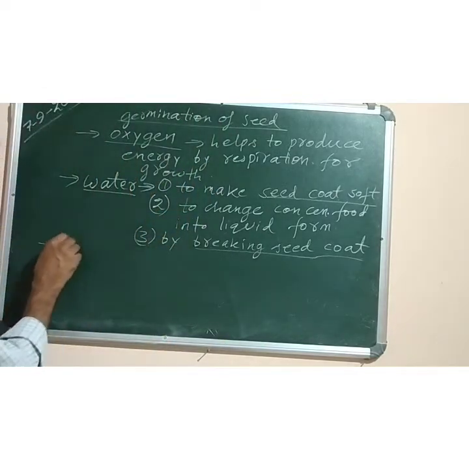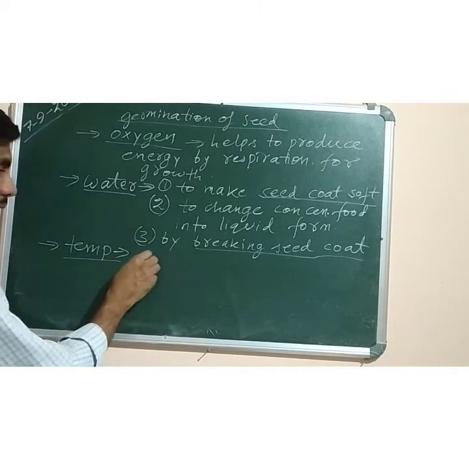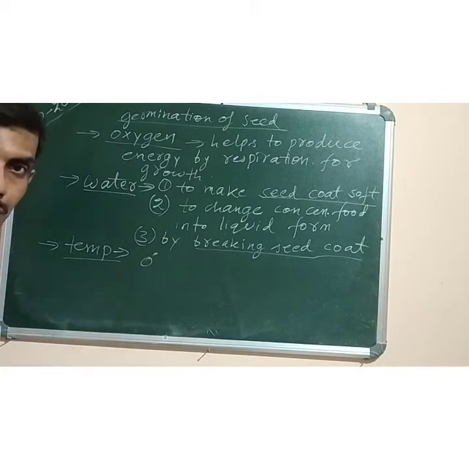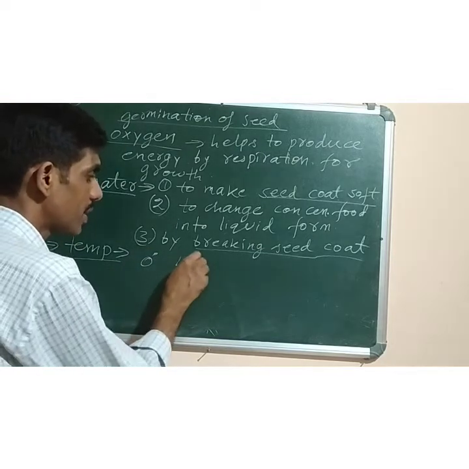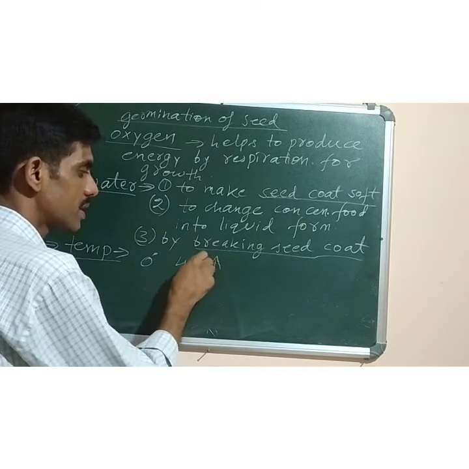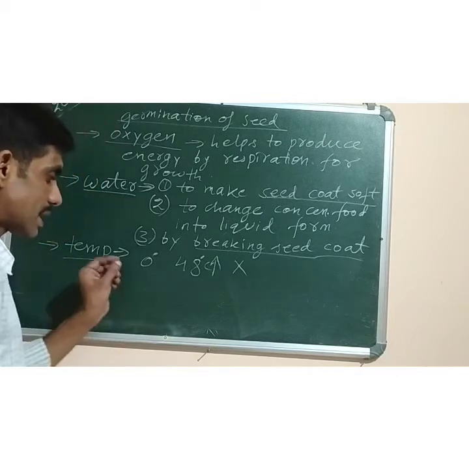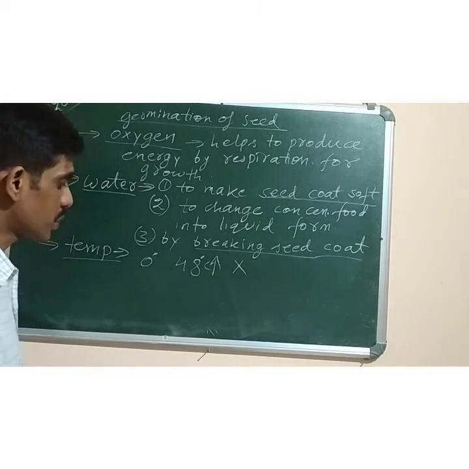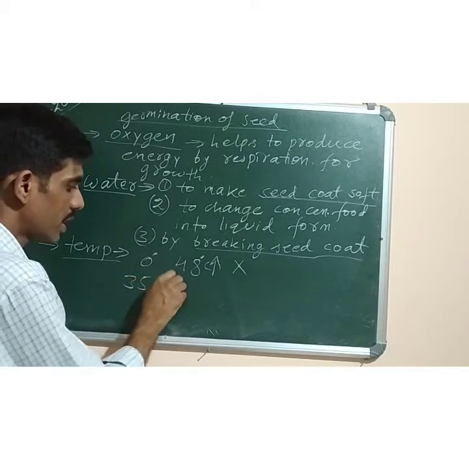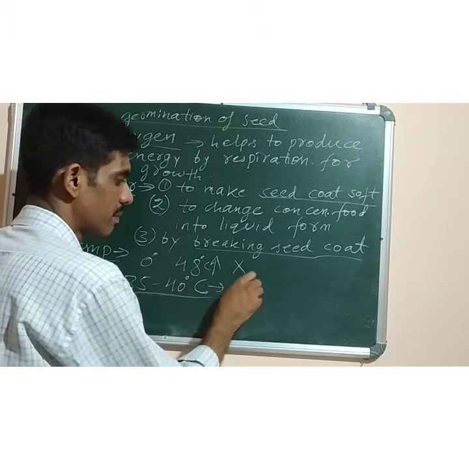And the last one is temperature. Temperature also affects germination, because if the temperature is 0 degree, the seeds will fail to germinate. If the temperature is above 48 degrees C, then also no germination. But the seeds need an optimum or suitable temperature, which is between 35 to 40 degrees C. This range of temperature is good for germination.